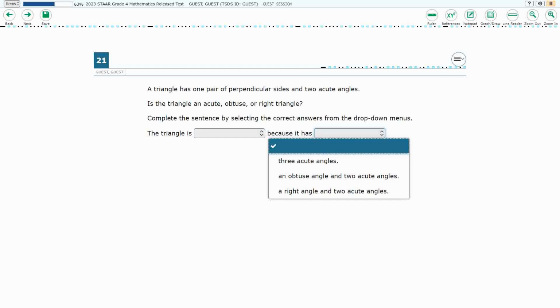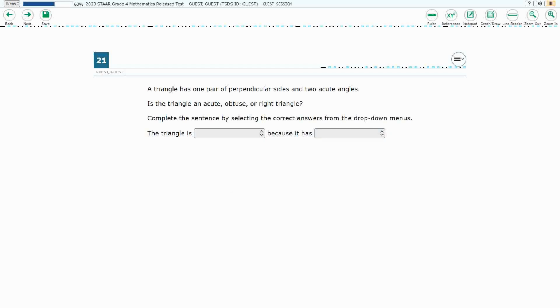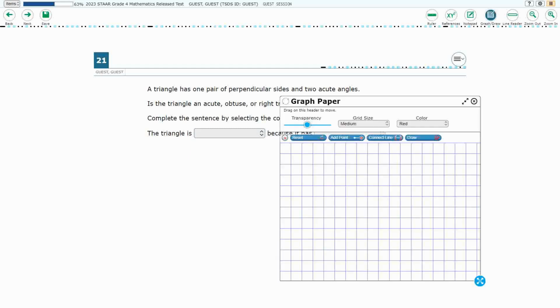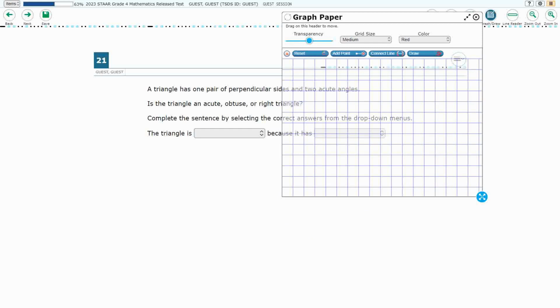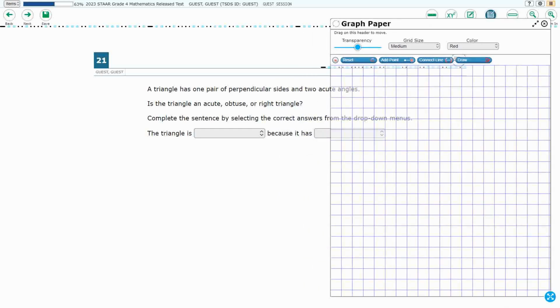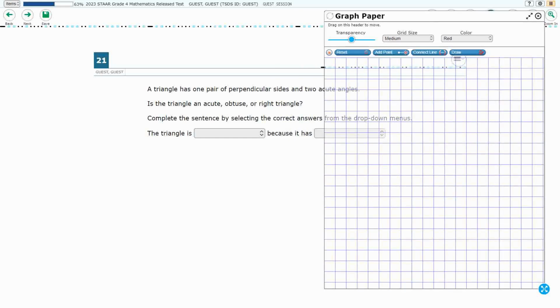All right, so we have some clues here. A triangle has one pair of perpendicular sides and two acute angles. Is the triangle an acute, obtuse, or right triangle? Right triangle, and then we need to complete this sentence. All right, so let's see if we can at least draw that. I want to draw it in a way where it doesn't necessarily take up my whole screen, so I can move it around there. All right, so we need to know several things here.